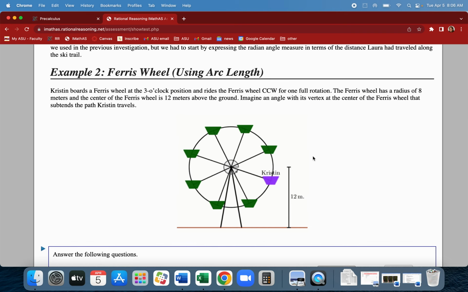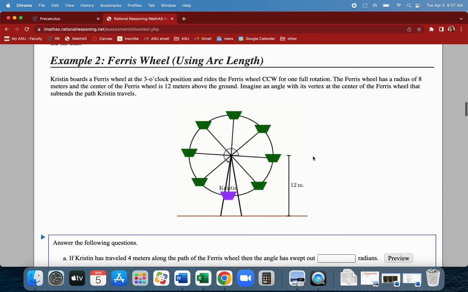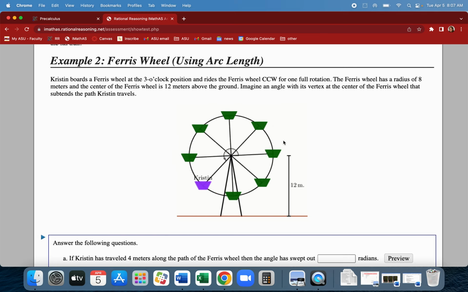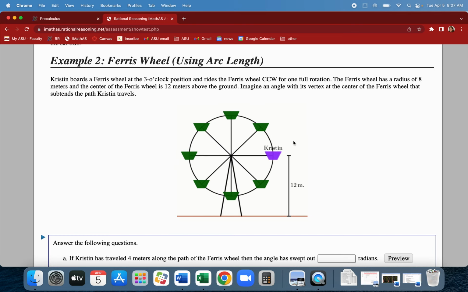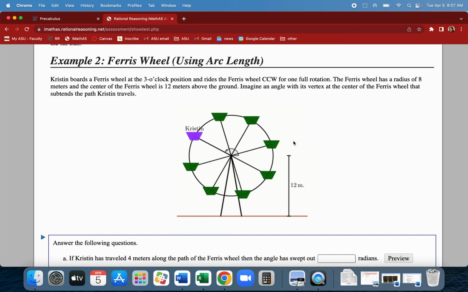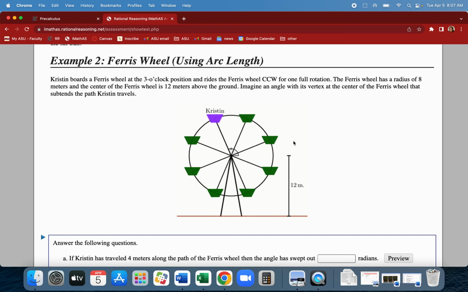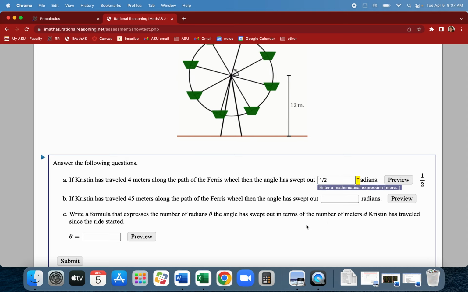Now, let's see. There are some other questions here. Let's go through these questions. The actual questions asked here: if she's traveled 4 meters along the path of the Ferris wheel, how many radians is that? Let's see. 4 meters. I wish I could pause this, but I can't. If I'm traveling 4 meters around here, and the radius is 8 meters, 4 meters here, 8 meters there, that's half a radius length, so it should be a half radian that she's traveled. This is just kind of a review question, but she's gone through half a radian.